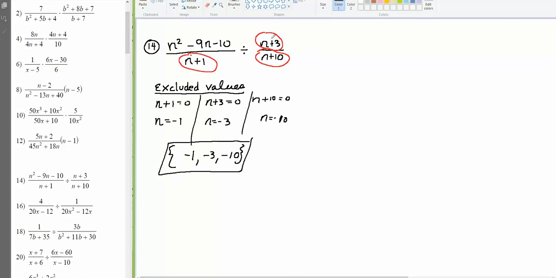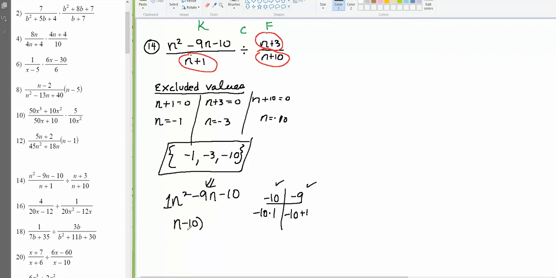Now, what's the trick in solving these problems? It's keep, change, flip. And we need to factor the numerator. So we need two numbers that multiply to -10 but add up to the middle term, which is -9. So that's going to be -10 times 1 and -10 plus 1. And since it's a case 1, because the leading coefficient is a 1, this is n minus 10, n plus 1. All right, so this is what the numerator factors into.